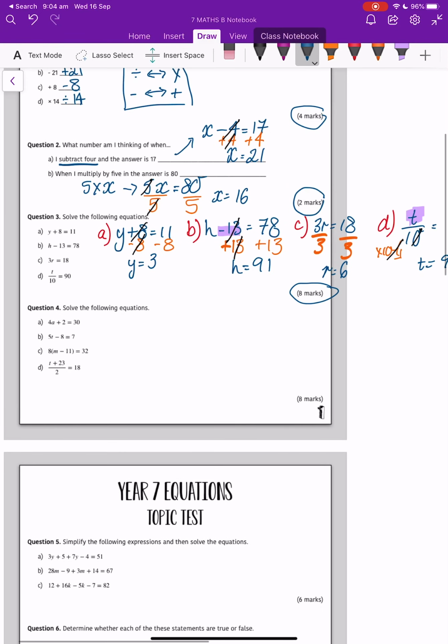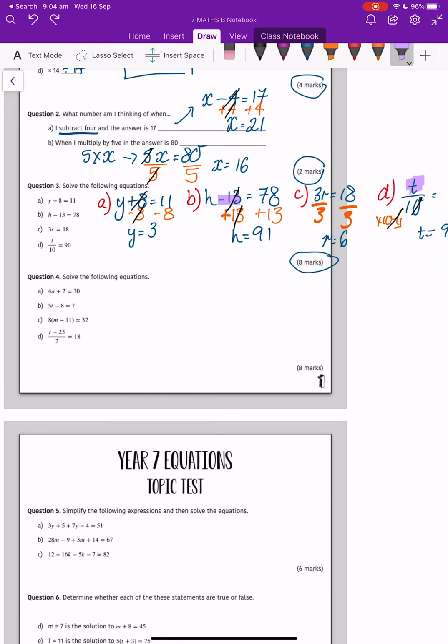Now, these equations in question 3 were called one-step equations. That means, see my orange annotations, you just had to do one lot of these steps, okay? In the next step, there's going to be 2 steps, okay? So it's not necessarily harder, it just involves one more step. Okay, it says solve the following equation.